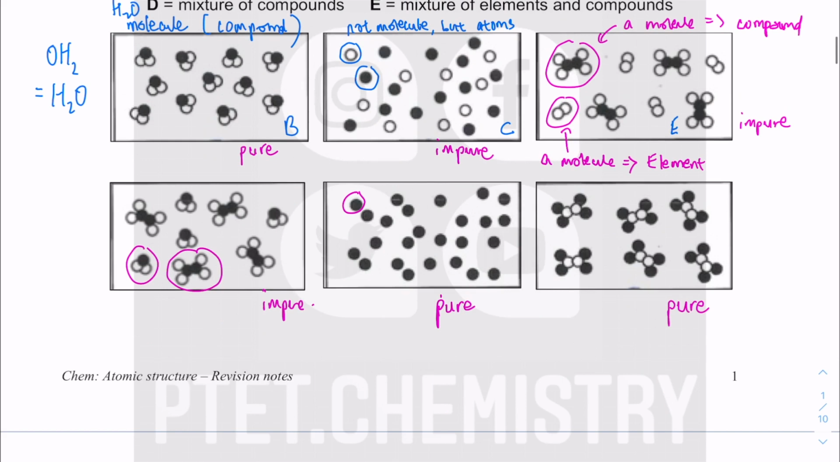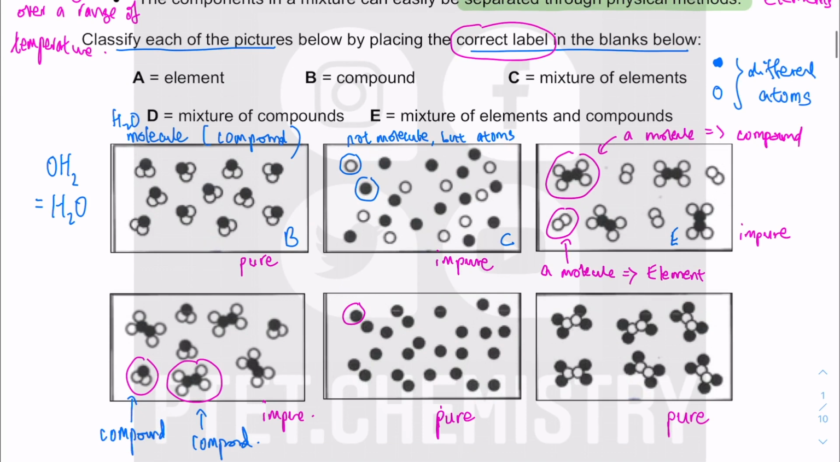On to the next one, you have this, which is a compound. It's also a molecule, by the way. This is also a molecule, but it's also a compound. So we have a mixture of compounds, which is option D. Next one is a pure one. It's an element. It exists as atoms, because elements can be atoms or molecules, but it must only contain one kind of atoms. So that one must be A.